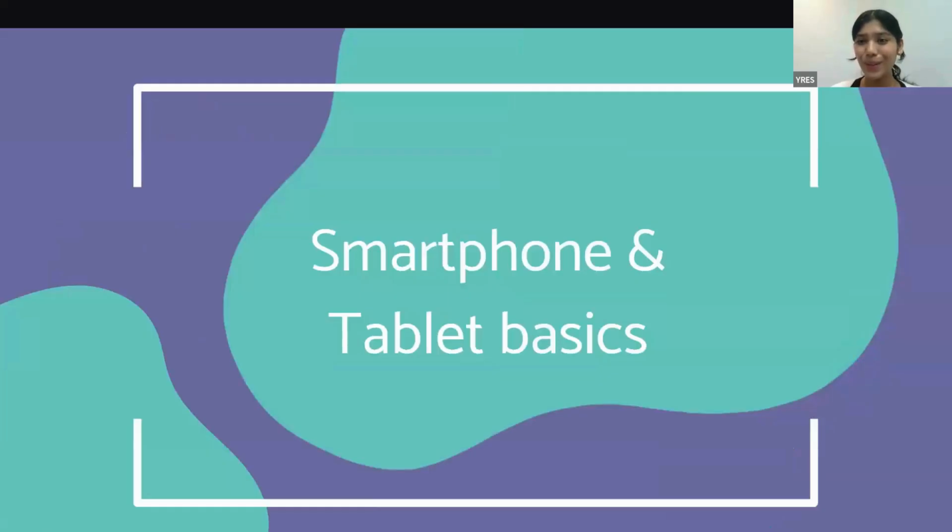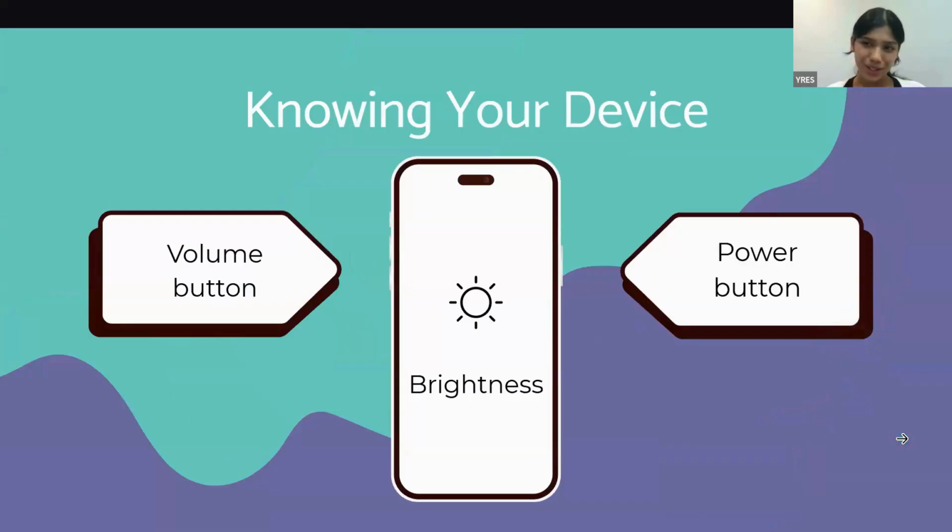Okay, let's get into smartphone and tablet basics. So it's important to know your device. Usually most phones have the power button on either the left or the right side. In this case, it will be on the right side. And the volume button will be on the left side, but different phones have different places of where these buttons will be. And for brightness, you have to unlock your phone, and then usually you can swipe down, and there should be an option where you can move to whatever brightness you like.